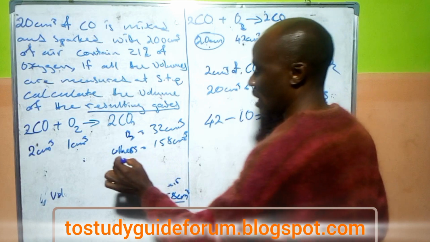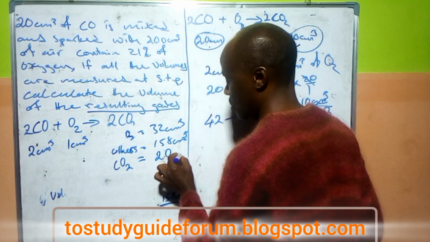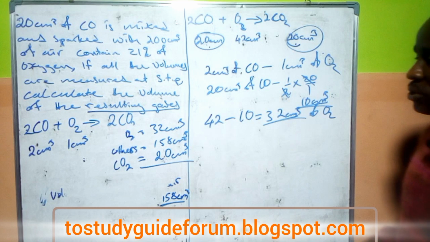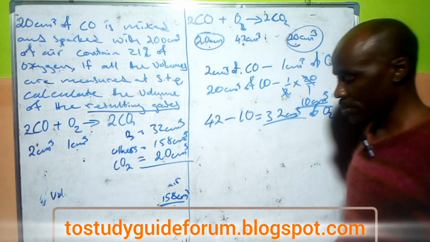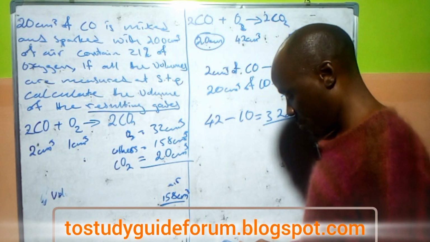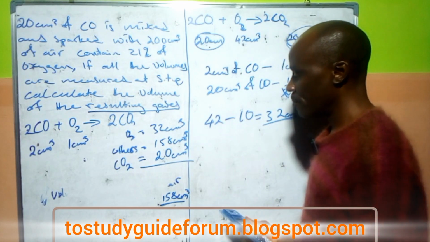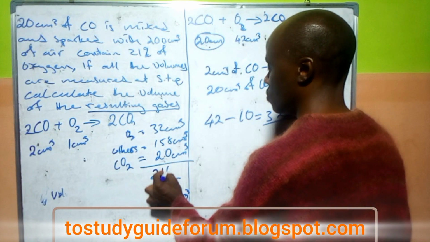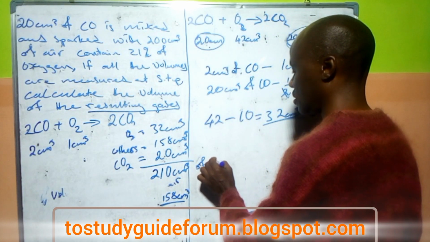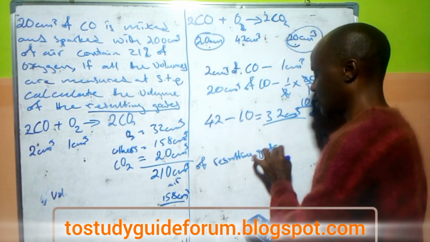So the next one is the carbon 4 oxide, which is 20 cm cube. These are all the gases, the resulting gases, the total gases here. So when we sum it up, because the question wants us to find out the volume of the resulting gases, when we sum all these things up, what we will get is 210 cm cube of the resulting gases. That is what we have.